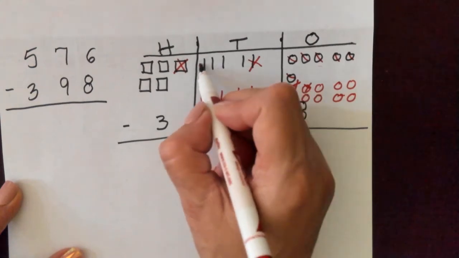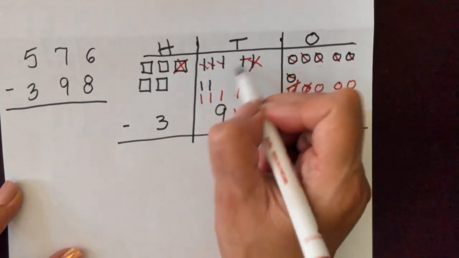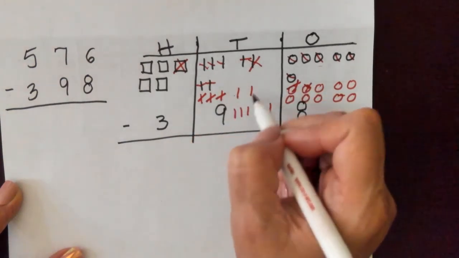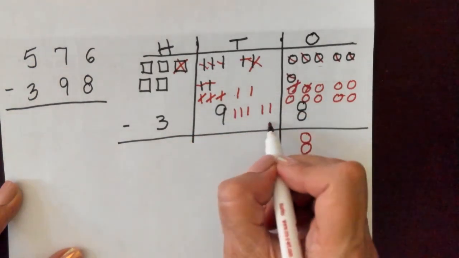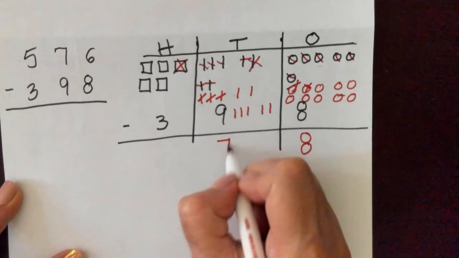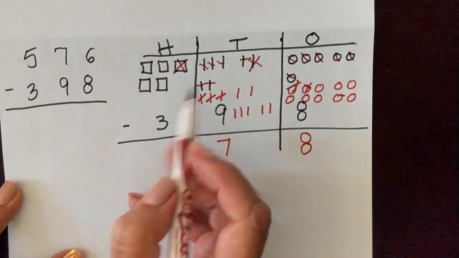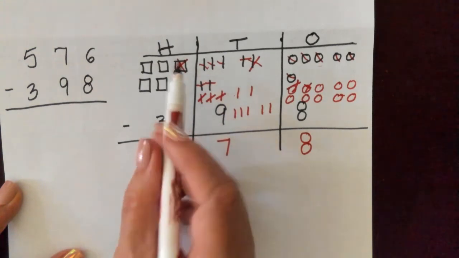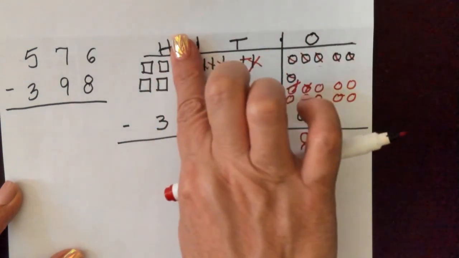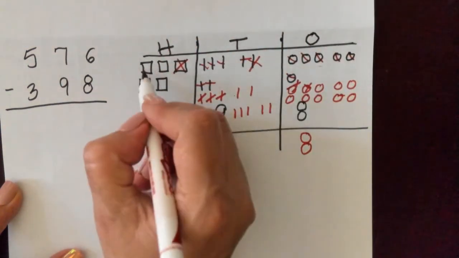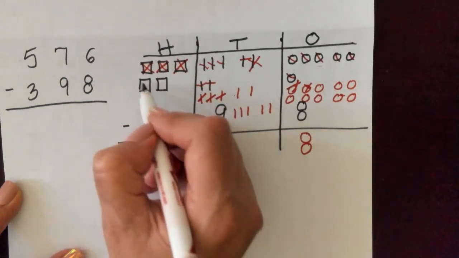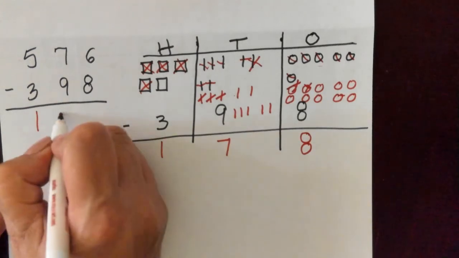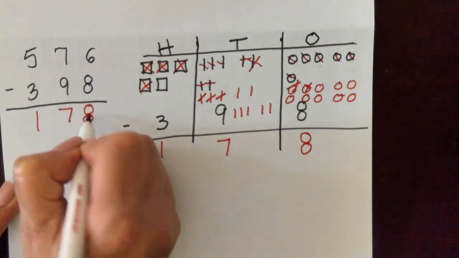1, 2, 3, 4, 5, 6, 7, 8, 9. So how much do I have left over? See? 5, 6, 7. I have 7 left over. And what about here? Again, we're not going to include this one because we already borrowed it. So it's not really there. So we only have 4 left. So take away 3. 1, 2, 3. So we have 1 left over. So our answer is 178.